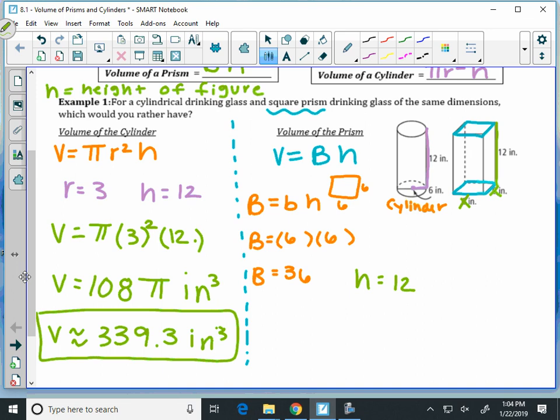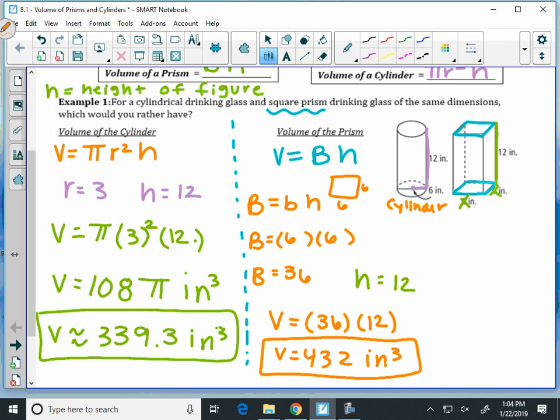So now I know my big B, now I know my height. I plug it into our volume formula. So volume equals 36 times 12. Plug it in your calculator. What's 36 times 12? 432. Did you get 432? And again, it'd be inches cubed.